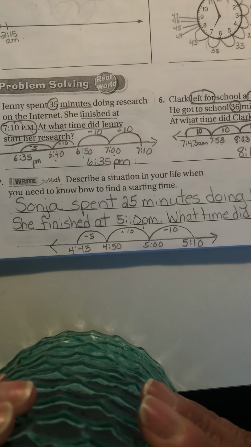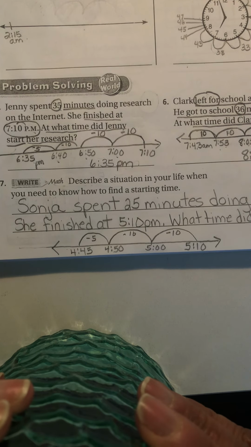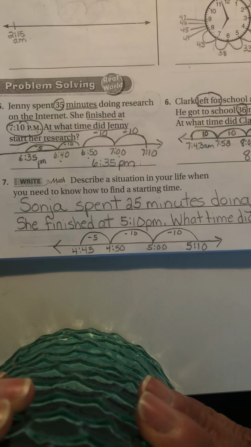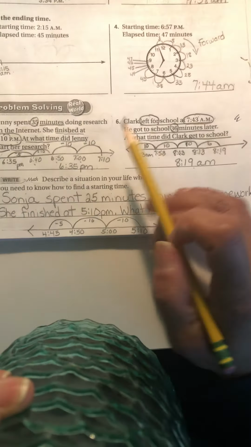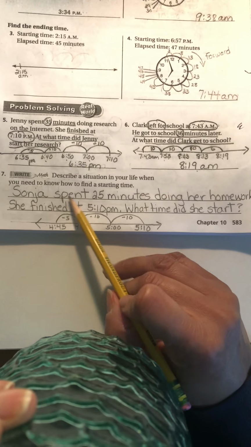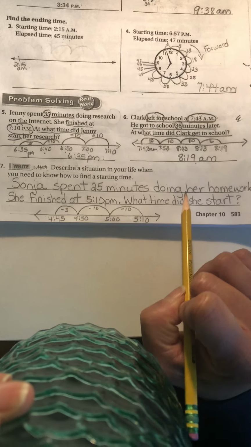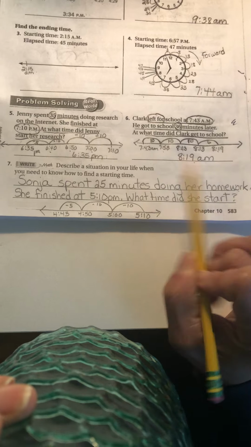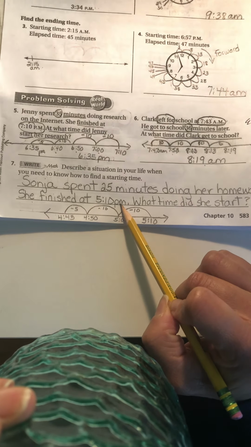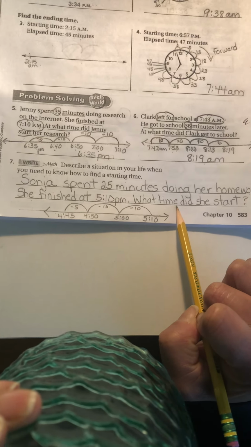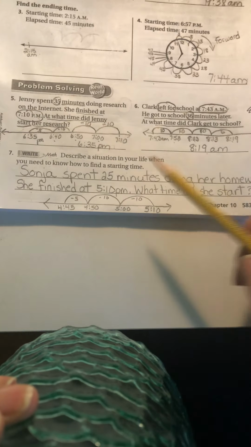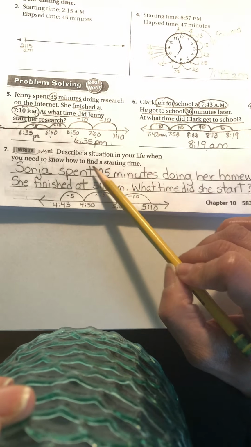Okay, it says, describe a situation in your life when you need to know how to find a starting time. So I used my name. We've done this a million times in my class. You can use my name or you can use your own name. It says Sonia spent 25 minutes doing her homework. You can write your own name. She or he finished at 5:10 p.m. At what time did she start? So here's my word problem where they asked me to figure out how to find a starting time.